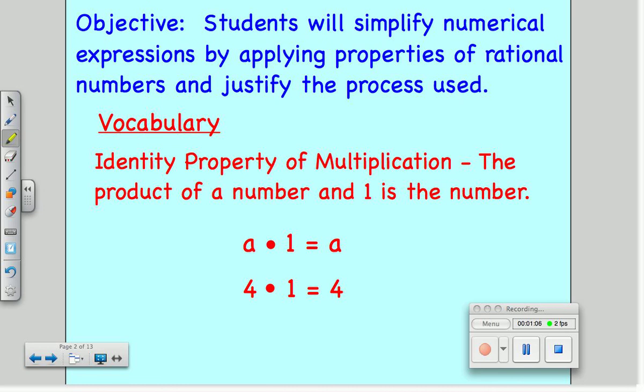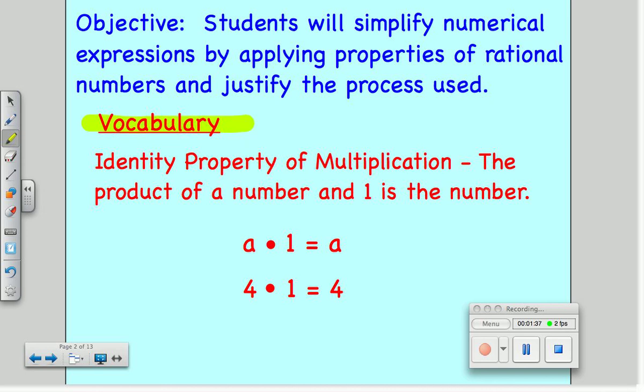The identity property of multiplication. So the identity property of addition is 0. The identity property of multiplication is 1. That means any number you multiply by 1, you're still going to get the same number. So like 4 times 1 is 4, 10 times 1 is 10. You're not changing the number by multiplying it by 1, just like you're not changing the number by adding 0. Whatever you can do to a number and keep it the same, that's an identity property. So write this down.